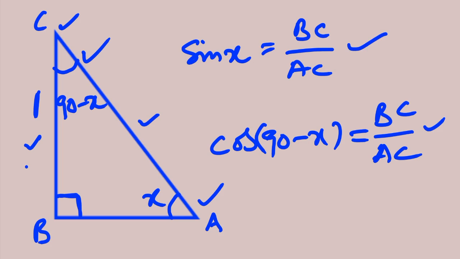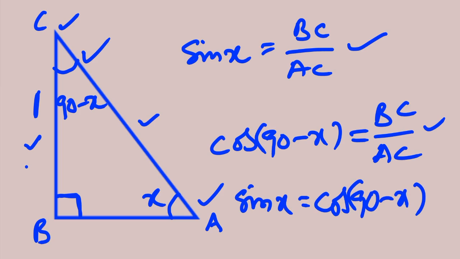What can we conclude? Sin x is equal to cos of 90 minus x. These two ratios are equal by this example, right? That means sin x and cos of 90 minus x are complementary ratios of each other.